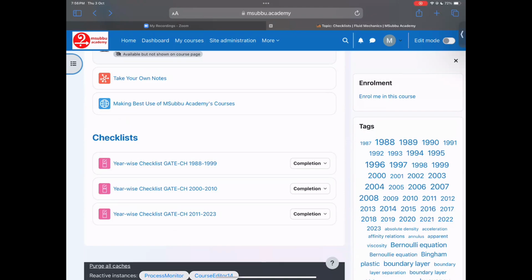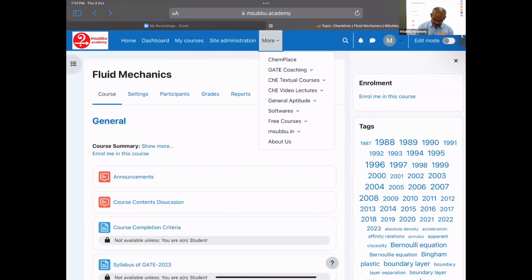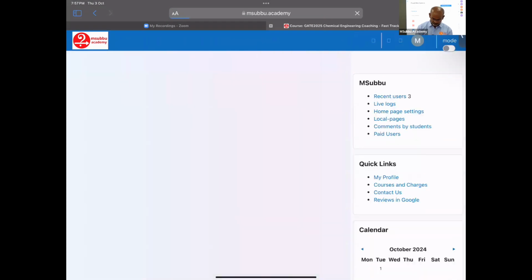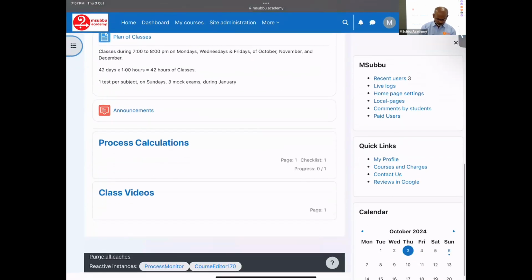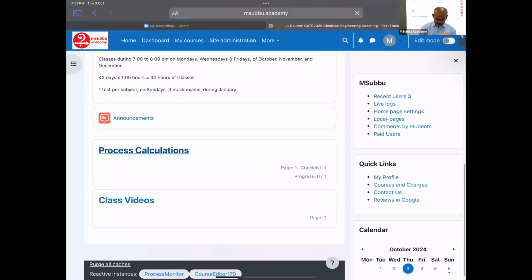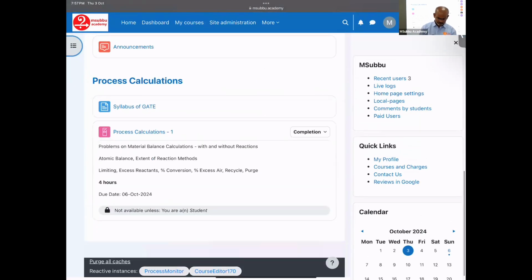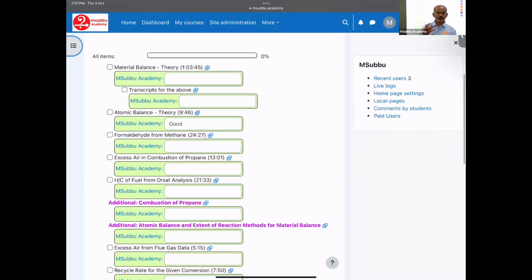Okay, for the next day, that is for tomorrow's class, I expect you to go through this. Everyone is allowed to access this fast material in these fast track classes. For every subject we'll have this kind of topic, for the process calculations. This material is already listed. Please go through this material as best as possible.